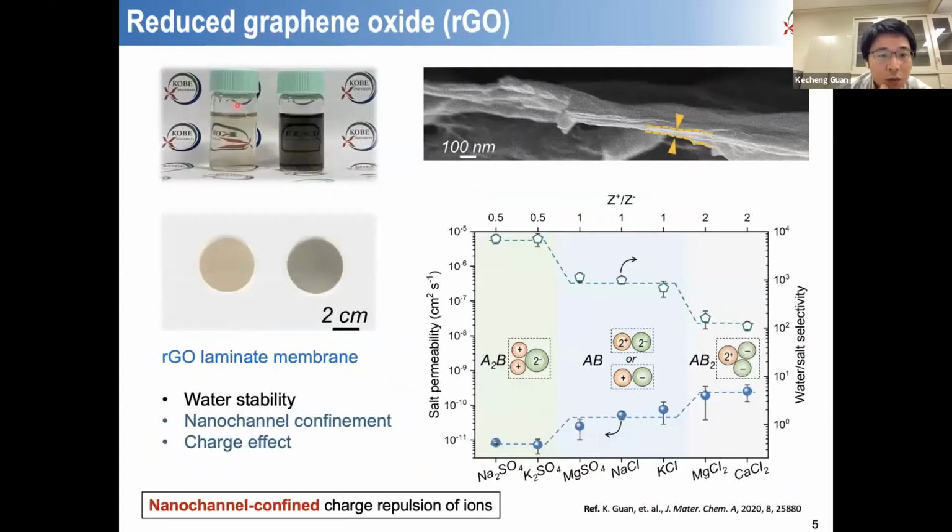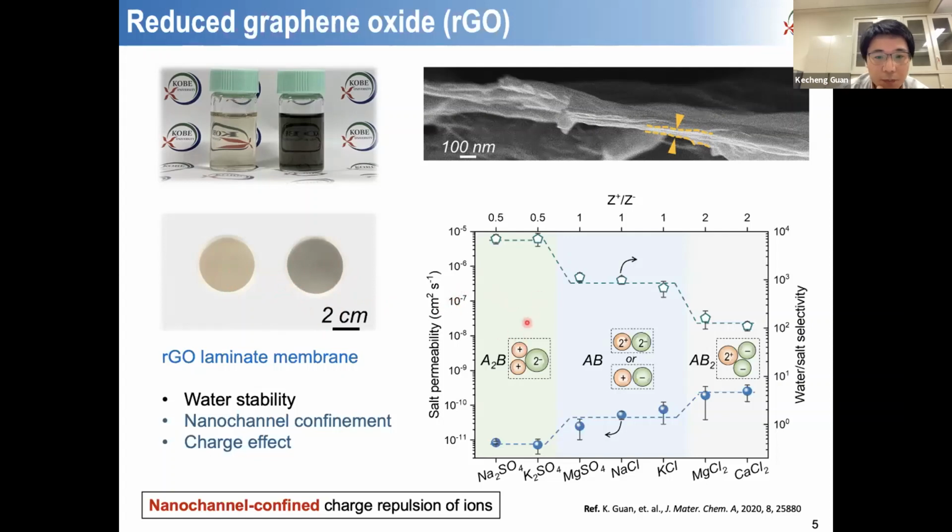So in our work, we fabricated the reduced graphene oxide to try to improve the water stability of the graphene oxide membranes. And also after the reduction, the nanochannel confinement can be increased due to the enhanced stacking between neighboring nanosheets. And also, more importantly, the charge effect of the original graphene oxide membrane can be retained because not all of the oxygen groups have been reduced during this reduction process.